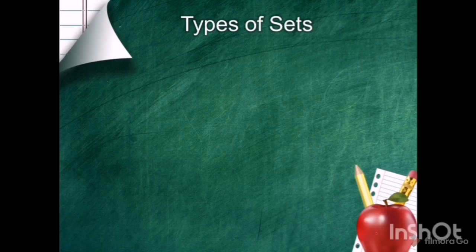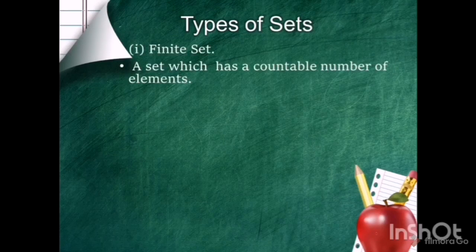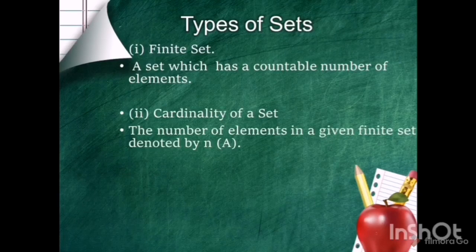So let's proceed on types of sets. The first one, the finite set, a set which has a countable number of elements. So meaning, yung number ng elements sa loob ng set na yon ay kaya nating bilangin. Next is yung number 2, yung cardinality of a set. Ito is yung number of elements in a given finite set denoted by n(A).